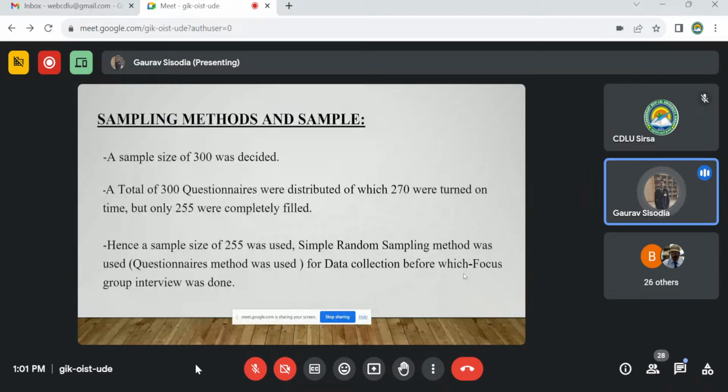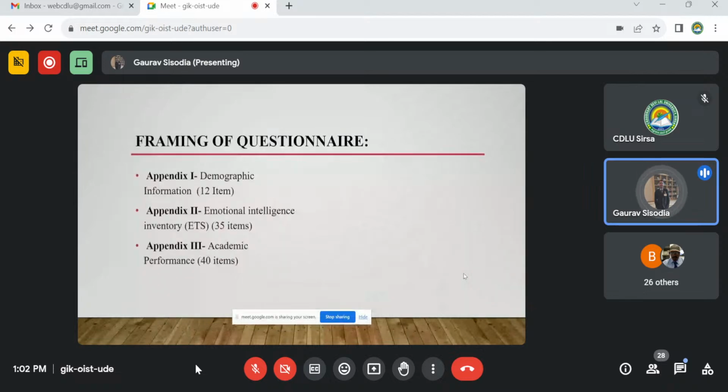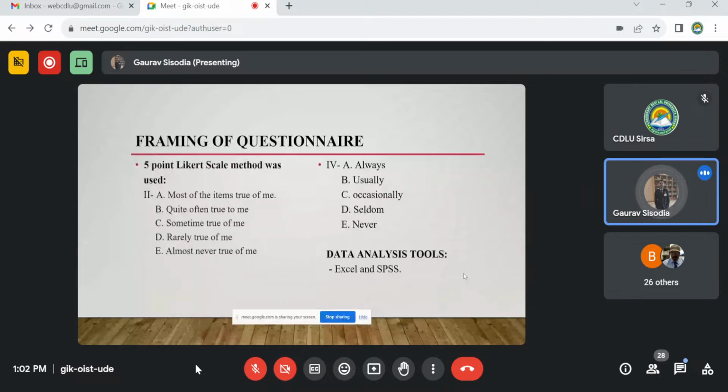In the sampling method, a sample size of 300 was decided, of which around 270 were returned, but only 255 were completely filled. Hence, a sample size of 255 was used. Simple random sampling was used for data collection, before which a focus group interview was done. These were the three appendices: demographic information, 12 items, emotional intelligence inventory, and academic performance. In framing the questionnaire, we used a 5-point Likert scale, such as most of the items true of me, quite often true of me.